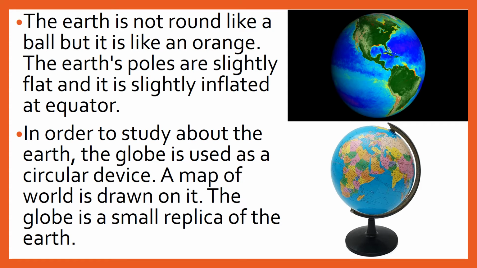Students, the earth is not round like a ball, but it is like an orange. The earth's poles are slightly flat and it is slightly inflated at the equator. In order to study the earth, the globe is used as a circular device. A map of the world is drawn on it along with continents, oceans and important lines. The globe is a small replica of the earth.